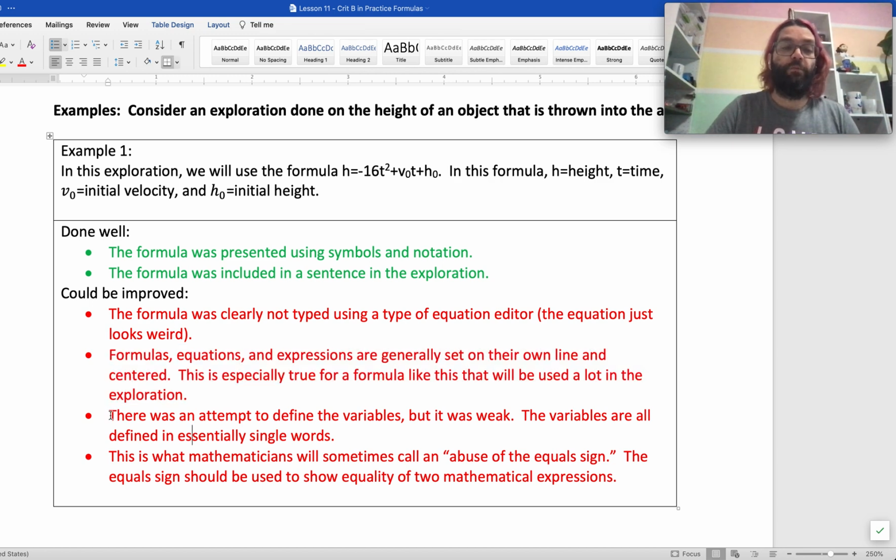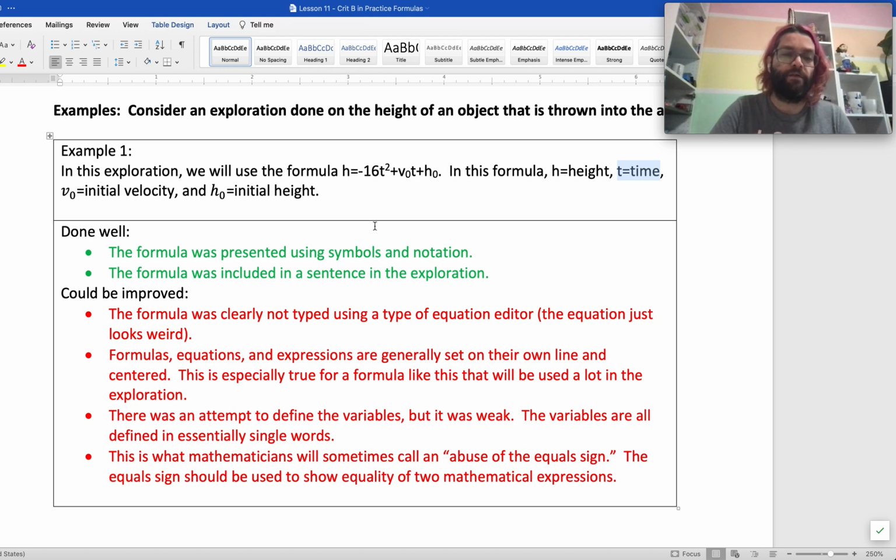Another thing that could be improved: there was an attempt to define variables, and that's good. I'm glad that the example tried to do that. But the definition was weak. The variables are all basically single words. H is height. Height of what? T is time. Time when? These things could mean so much. We want more than a single word.